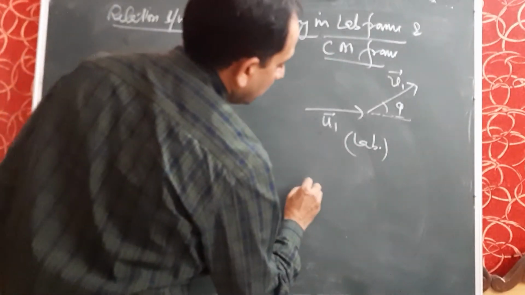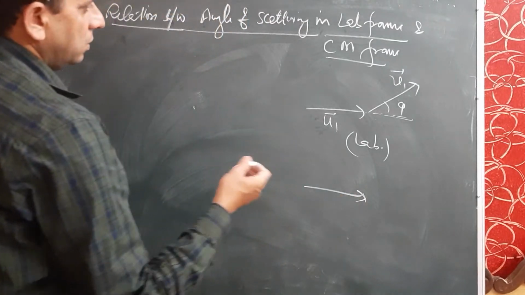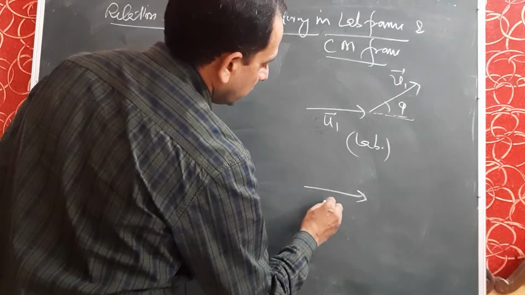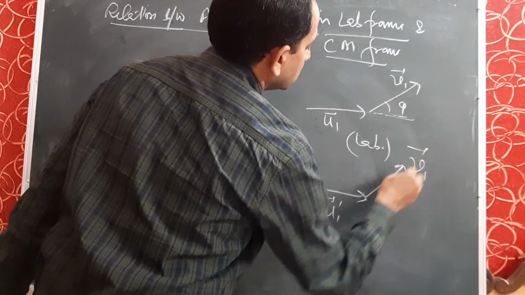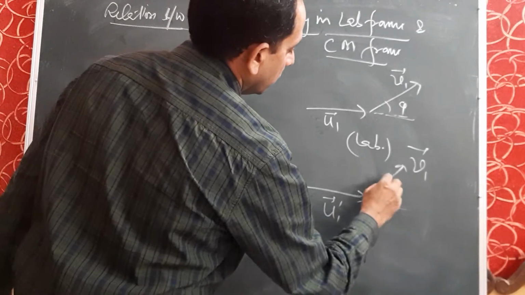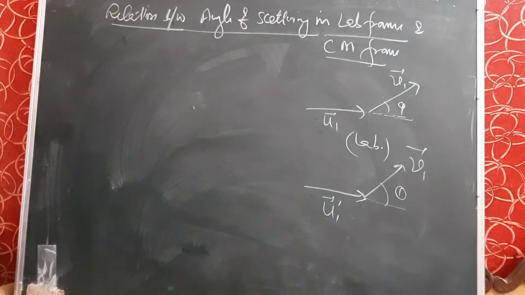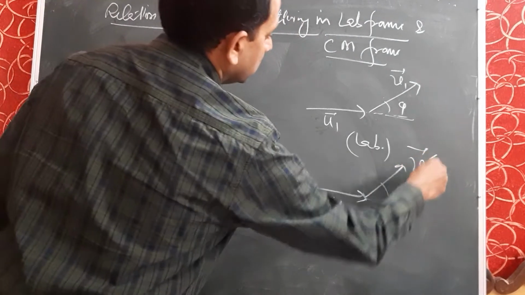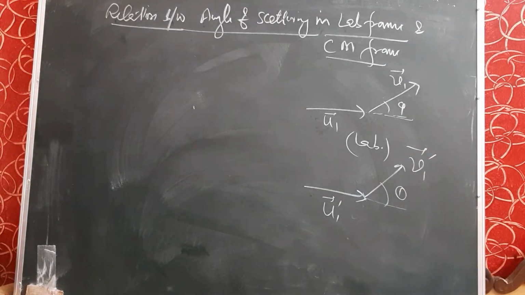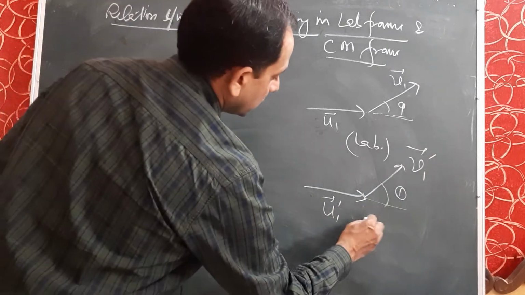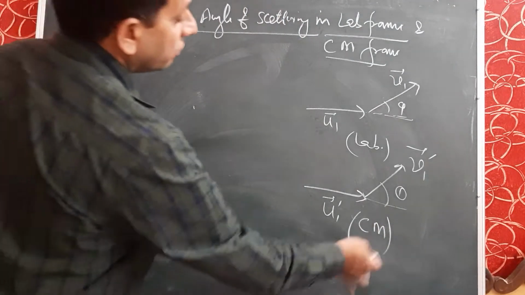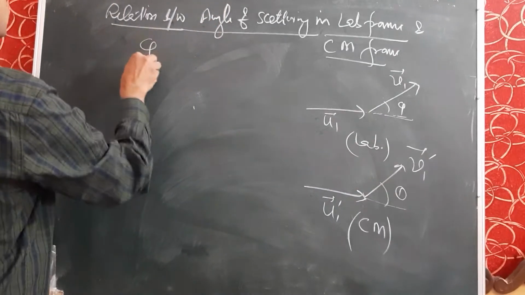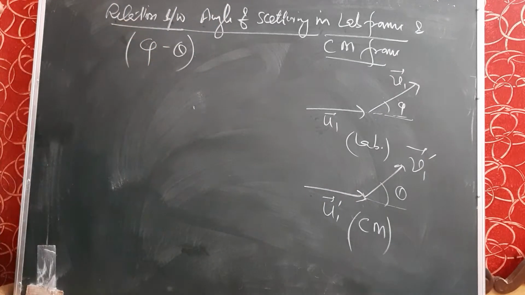Similarly, if we study this diagram in center of mass frame, then the velocities become u1 dash before and v1 dash after, and let the angle between u1 dash and v1 dash be theta, in center of mass frame. So we have to derive the relation between theta and phi.